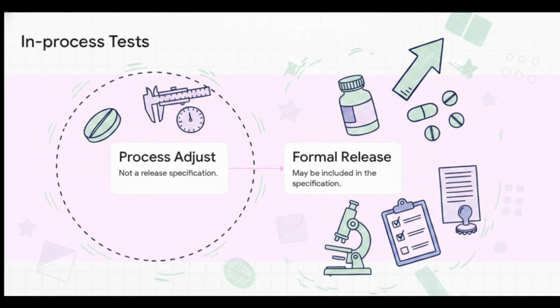Think about it like this. If an in-process test is only used to adjust process parameters within an operating range, say checking the hardness of tablet cores before coating, then it's not included in the specification. But if that in-process test is the formal test conducted prior to release and its results dictate whether the batch passes or fails, then it absolutely may be included. It's all about the fundamental purpose of the test.